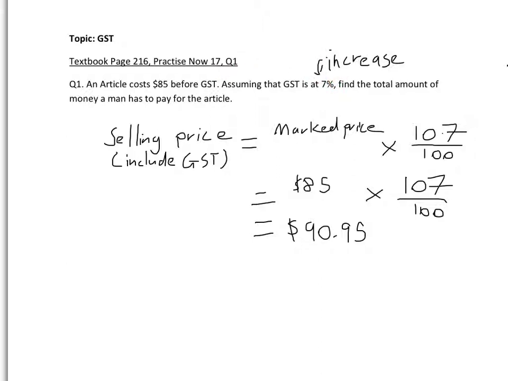Therefore, a 7% increase from the mark price, which is the original price of 100%, is equal to 107%. That's why I take the mark price times 107 over 100. We will get the selling price inclusive of GST of 7%. And if you input the value $85 times 107 over 100, you'll get $90.95 for your first question.